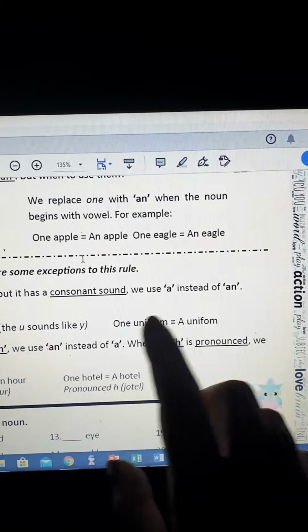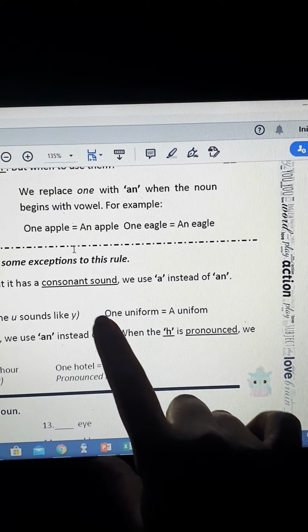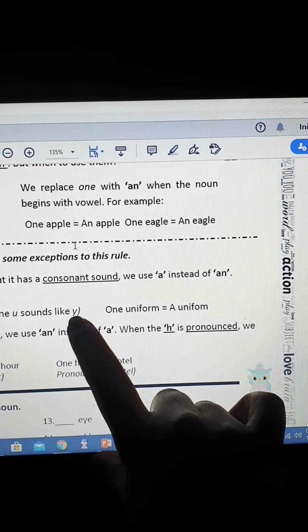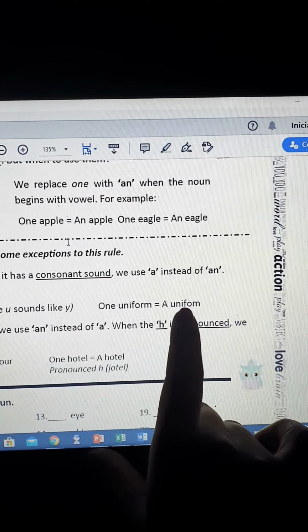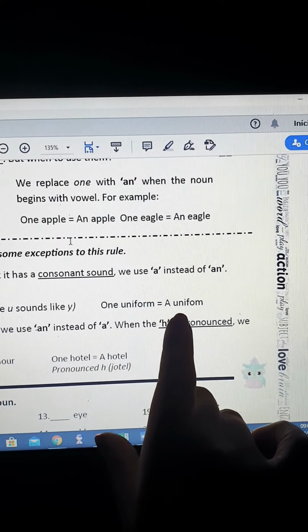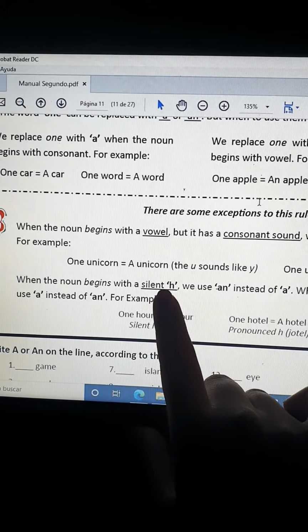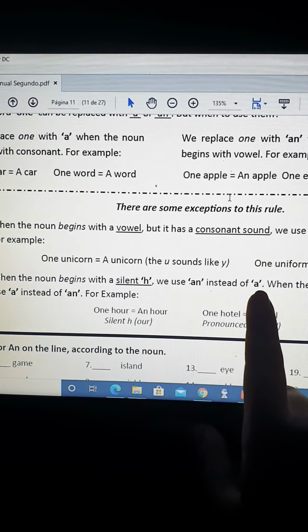Pay attention here. The sound. Like we're using a Y. Unicorn. So therefore, a unicorn. Here, uniform, same case, Y, one uniform, a uniform, not an uniform, okay? And when the noun begins with a silent H, we use an instead of a.